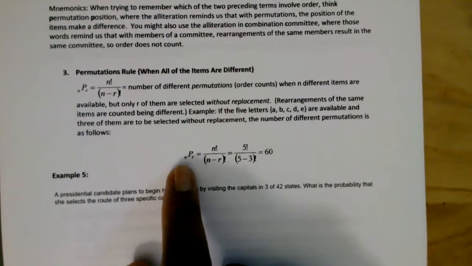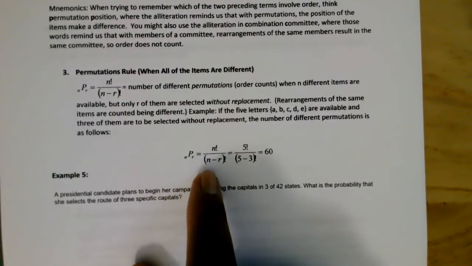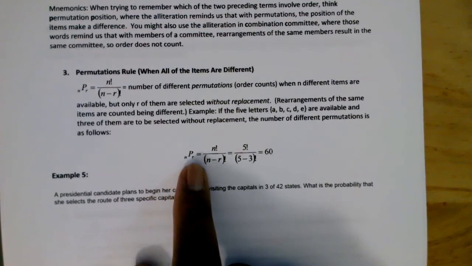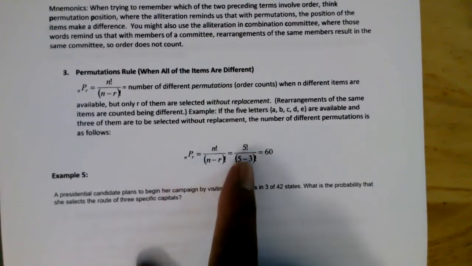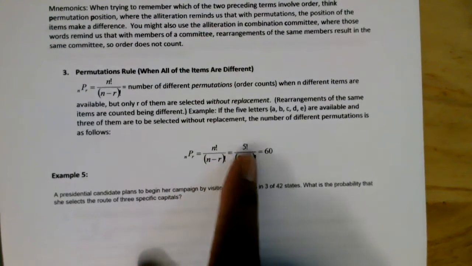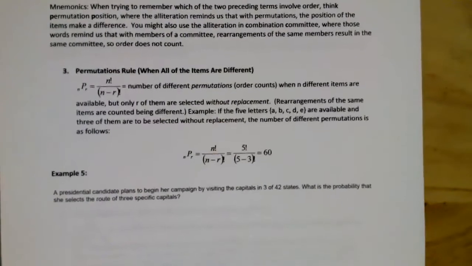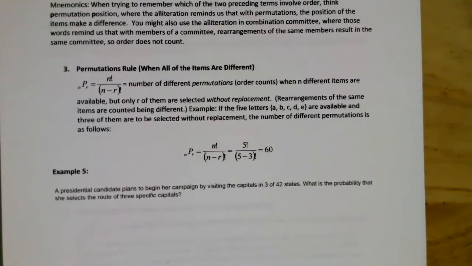So here we have nPr, that's going to be n factorial divided by the quantity n minus r factorial. Here your n is going to be 5. That's the number of items that we have available. r is the number that's to be selected without replacement. So in this case, r is going to be 3. n will be 5. So it'll be 5 factorial divided by 5 minus 3 factorial. And if you simplify this out, it would be equal to 60.